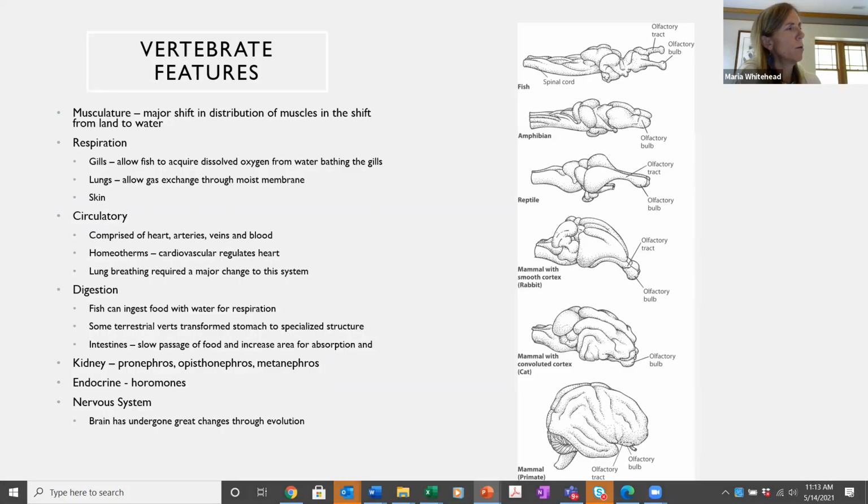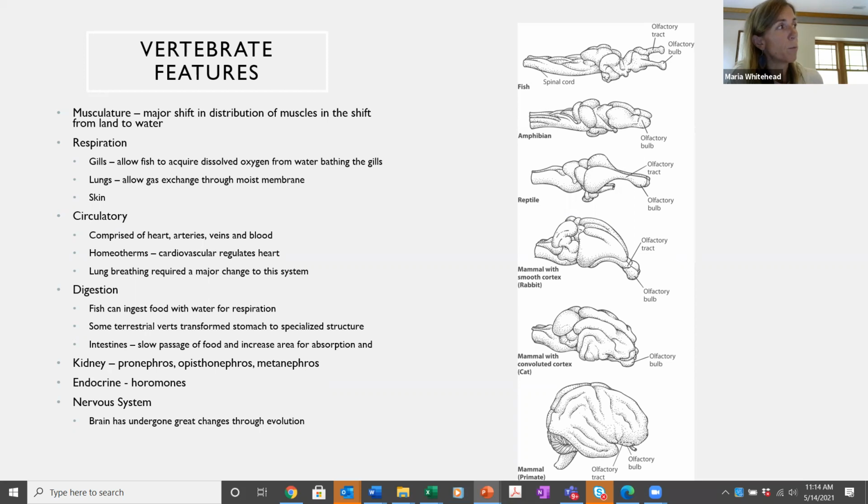I want to run through some of the features that we see in the various body systems of vertebrates. And a theme here is that we saw a big leap, a big transition in a lot of the body systems as vertebrates moved from water to land. And that's important to remember as we run through these. Musculature is one of those where we saw a major shift in the distribution of muscles as organisms moved from water to land.